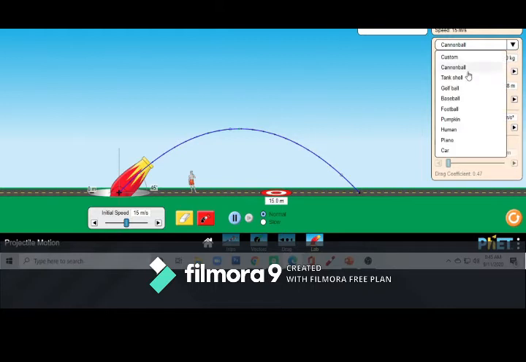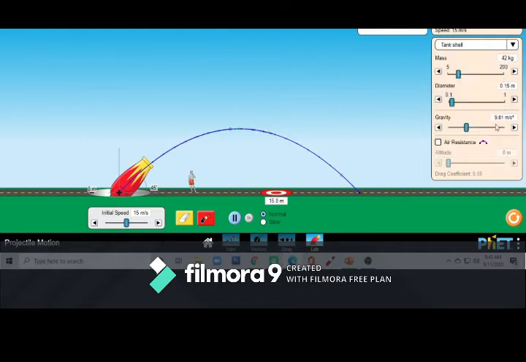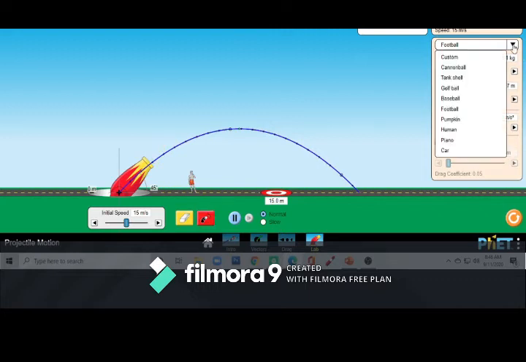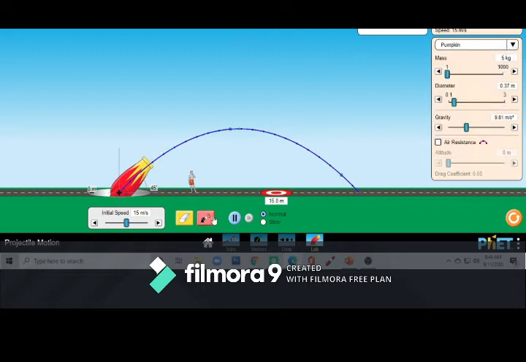And then I use a tank shell. Okay, it has the same range. It has the same height. If I launch a baseball, it has the same range. We have a football. I would launch a football. Do you see the football? So what else? We have the pumpkin. I would launch it. So that's it.